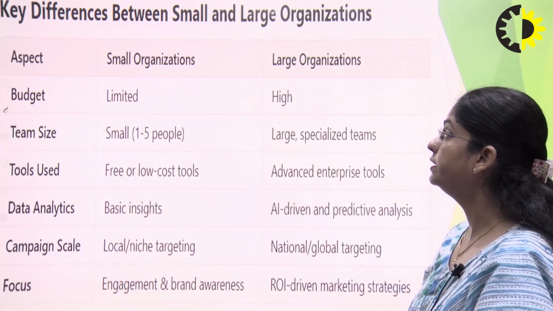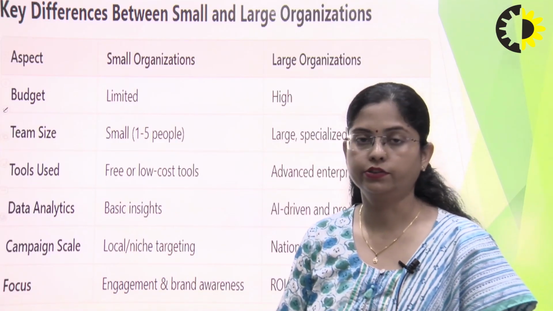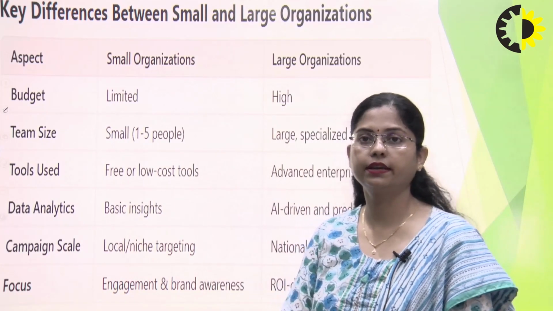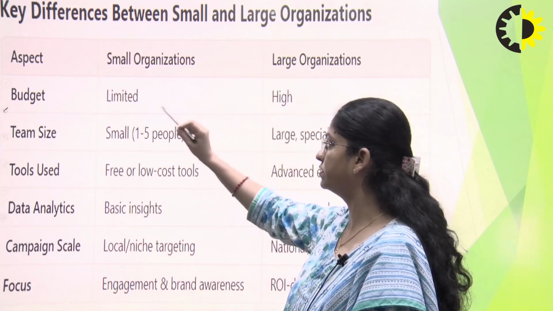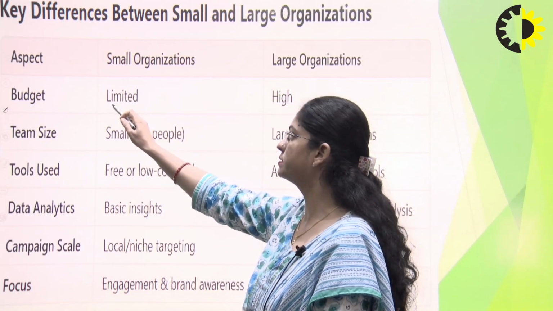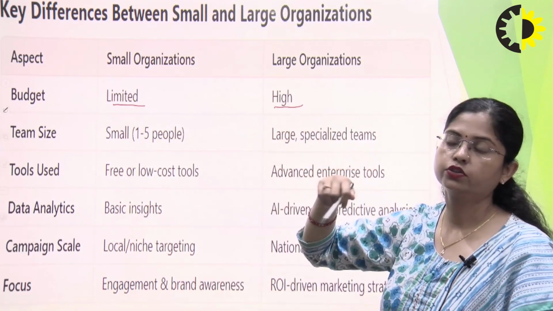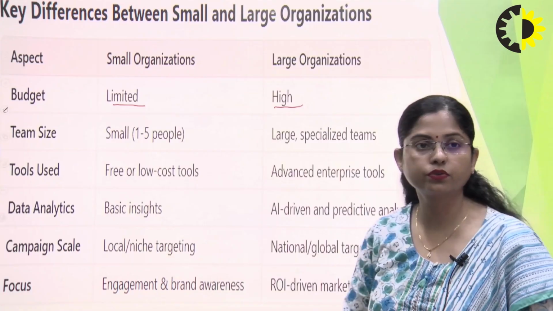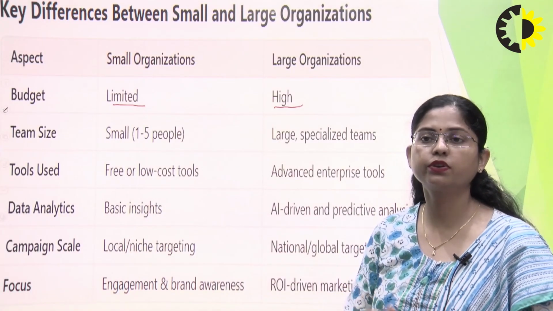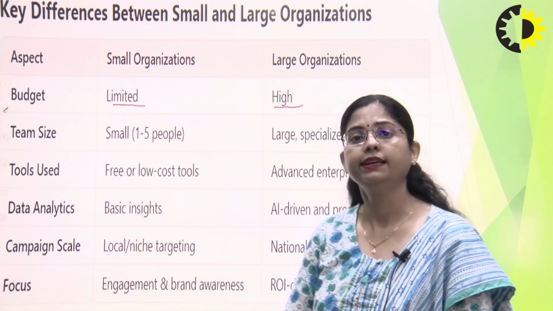What are the key differences between a small organization and a large organization? Without any doubt, the constraint in a small organization is budget. Budget is limited. In a large organization, the budget is high. If the budget is high, you can take more resources, more people, more analytics techniques, paid Google Analytics or Facebook Insights, so that the person can take decisions easily.